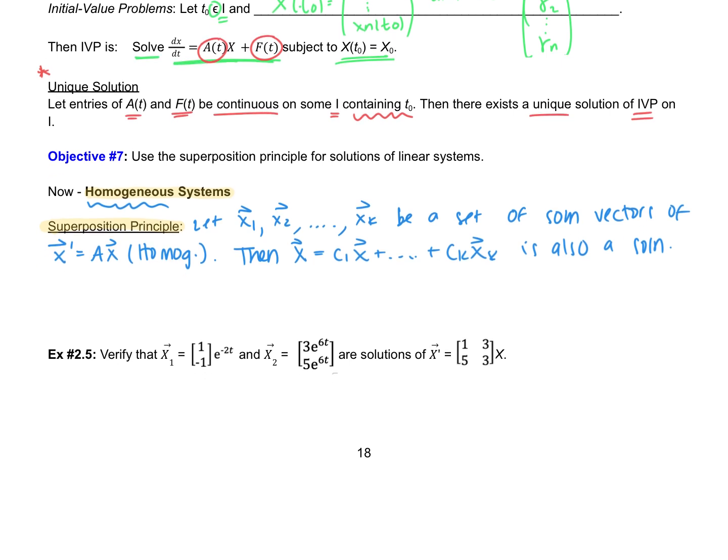So if we look back to that example that we just did, we had x1 and x2, and they were both solutions of our equation. So then, by superposition, x, which is c1 x1 add c2 x2, is also a solution.